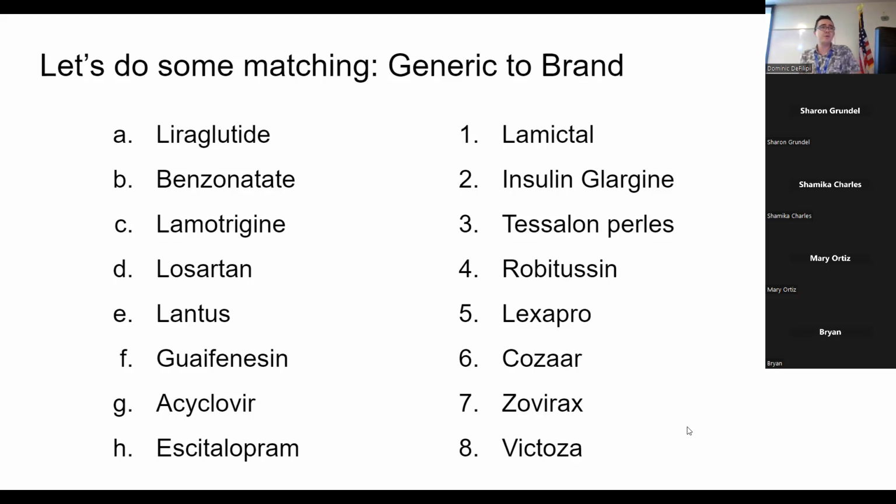Oftentimes over the counter, you know what also works really, really well for cold sores? And what is it?